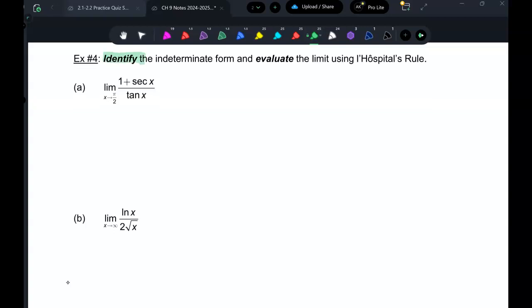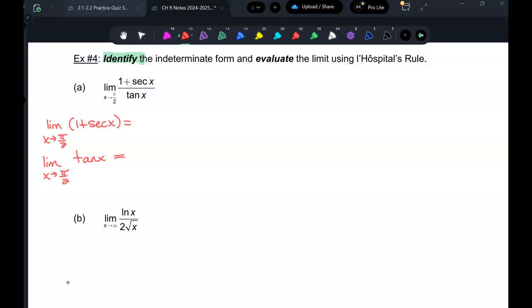I got C. So on the AP exam, we have to be able to explain why we can use L'Hopital's rule. So the first thing we want to do is identify what form we're working with. If we take the limit of the top and the limit of the bottom. Aren't there 7 indeterminate forms? There's more. We're doing it step by step.